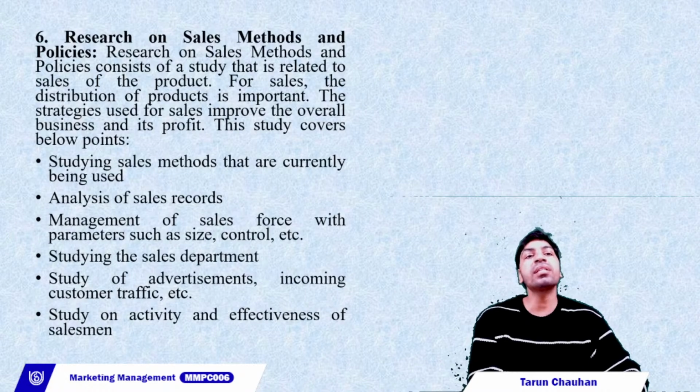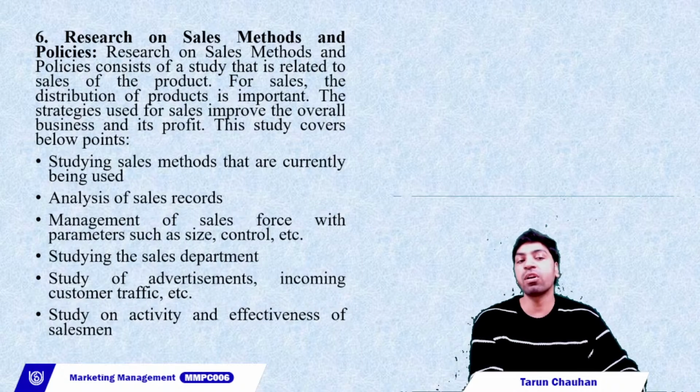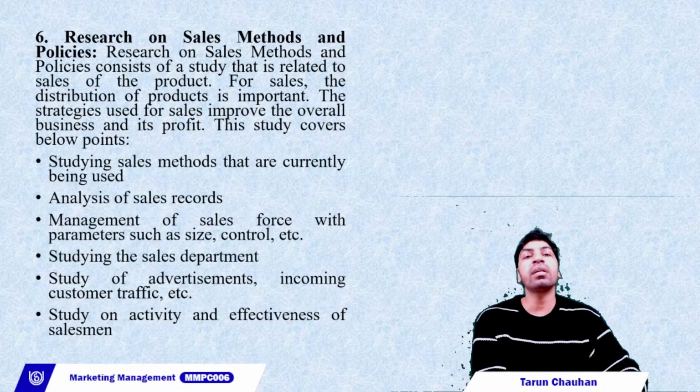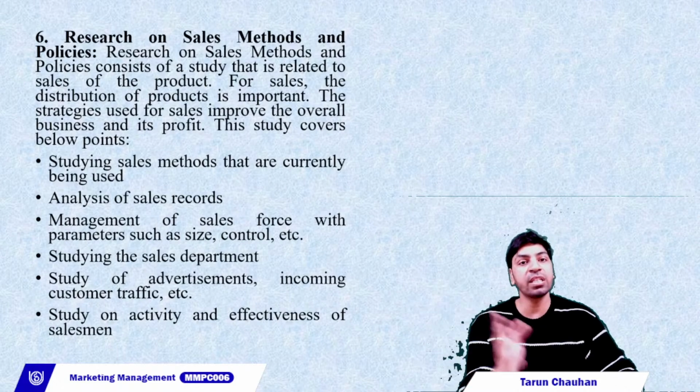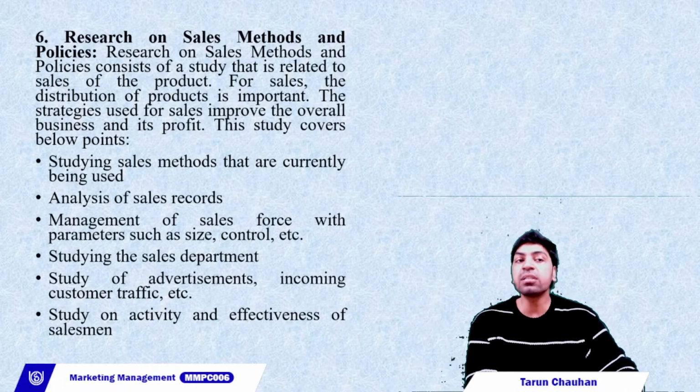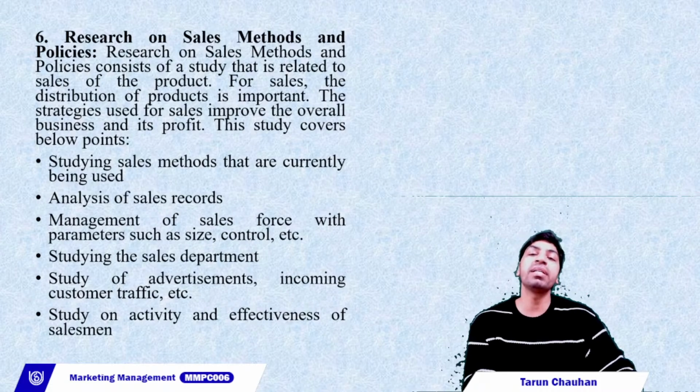Next one is research on sales methods and policies. This is also one of the scopes, consisting of various studies related to the sales of a product. For sales, of course, the distribution of the product is important. What strategies are being adopted to improve the overall business and the overall profit?